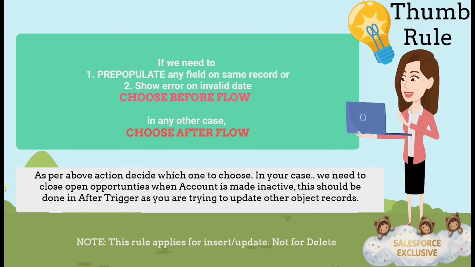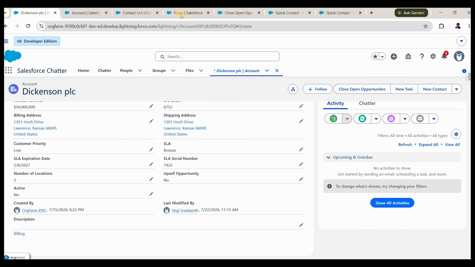In any other case, choose after flow. As per this, we are trying to update the opportunities to closed lost whenever the account is changed. Account is not inserted, account is changed from active to inactive. So it should be after update. Why? Because this should only happen when the account is getting updated, right? Let's do this in Salesforce.